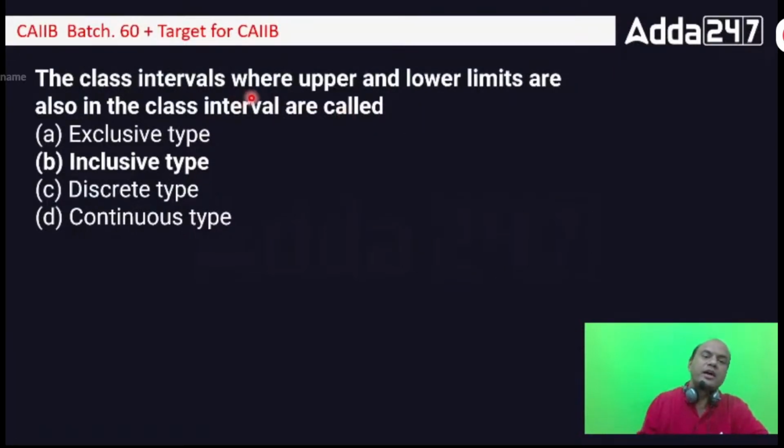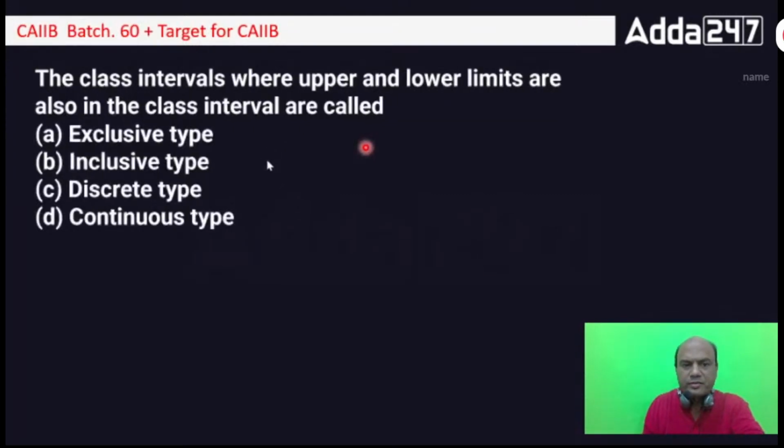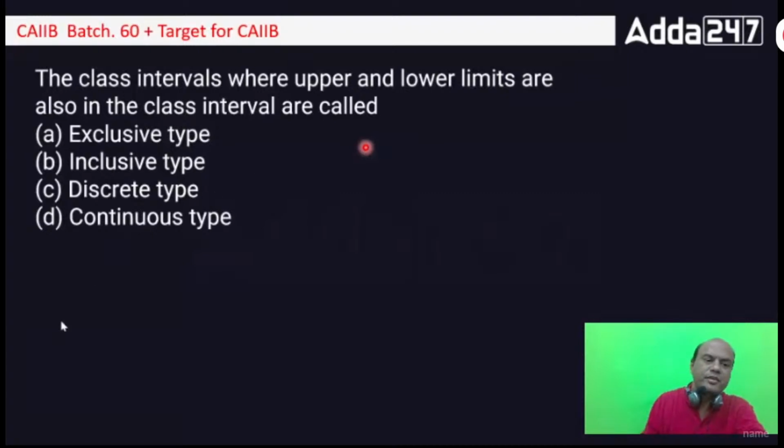The class interval where the upper and the lower limit are also in the class is called as what? Exclusive, inclusive, discrete and continuous. What is it called as? The class interval where upper and the lower limit are also in the class. So that is called as exclusive, inclusive.